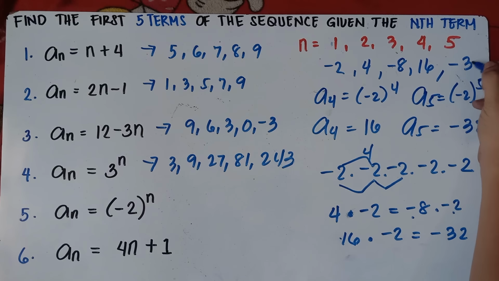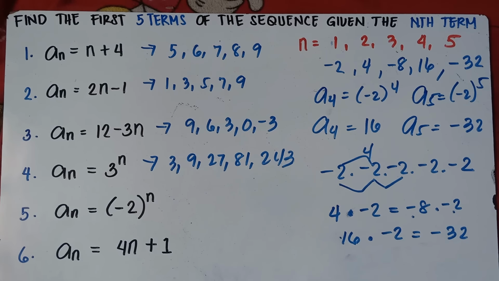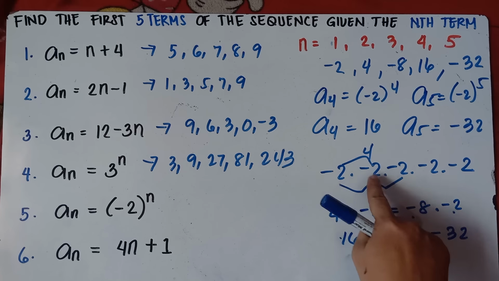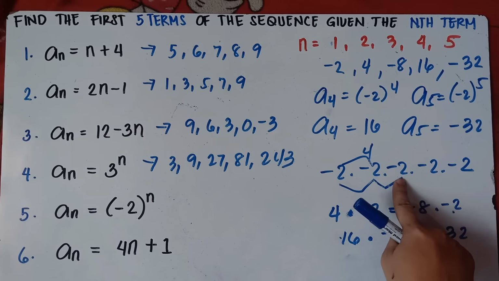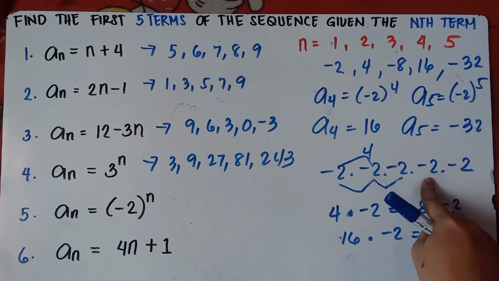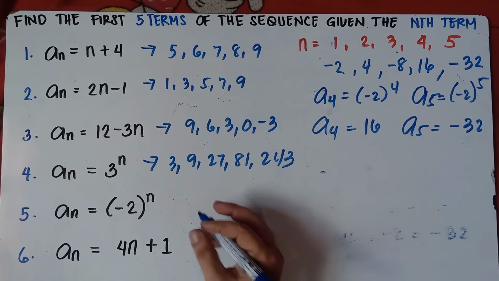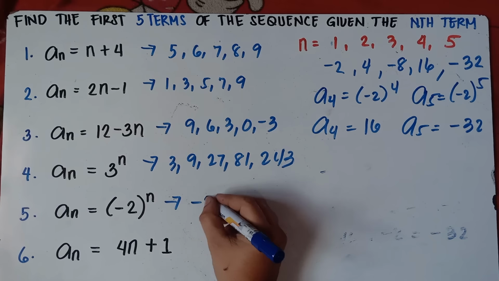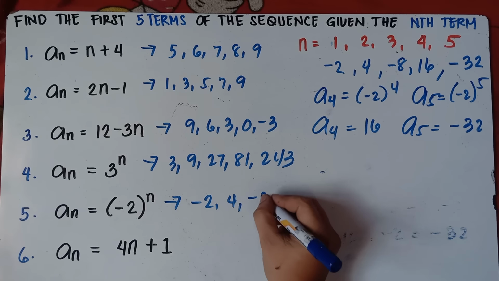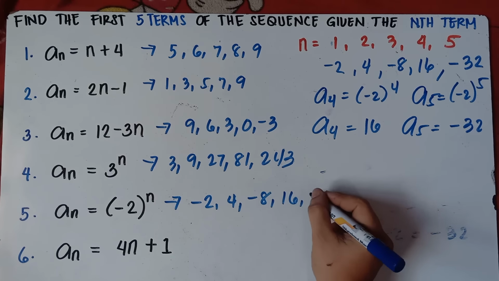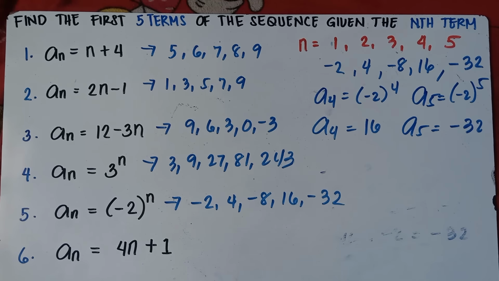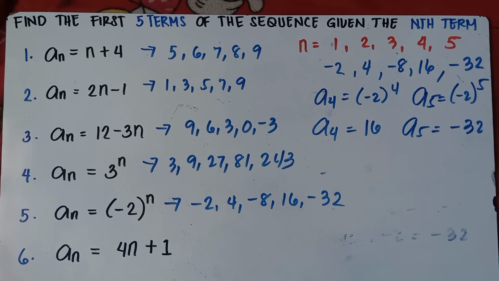Alright, negative 32. Okay, check this one, class. Negative 2 times negative 2, positive 4. Times negative 2, negative 8. Times negative 2, that's positive 16. Times negative 2, that's negative 32. So this will be your answer: negative 2, 4, negative 8, 16, and negative 32. Alright, so that's how you find the first 5 terms of the given sequence.